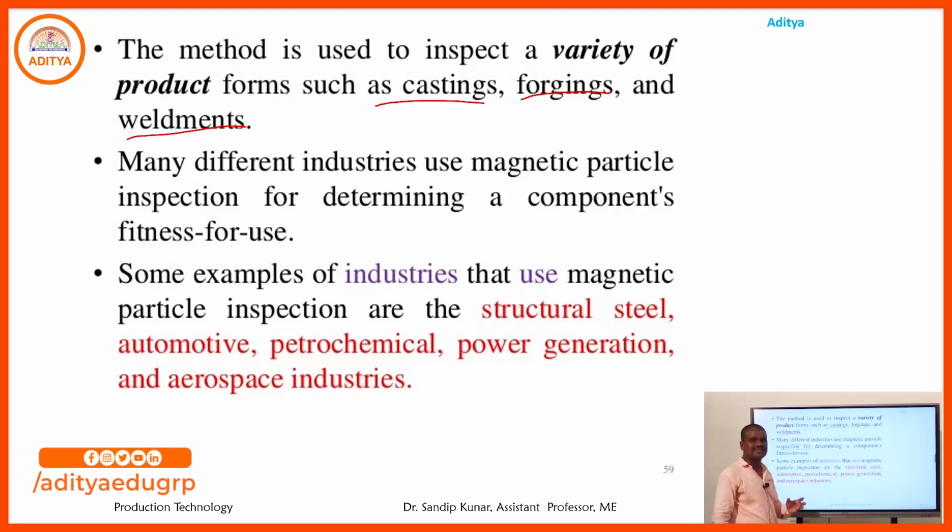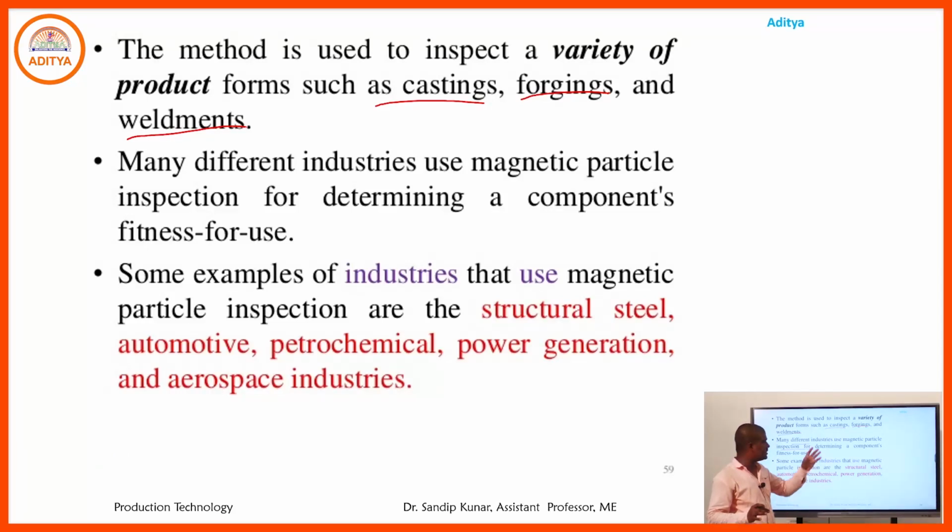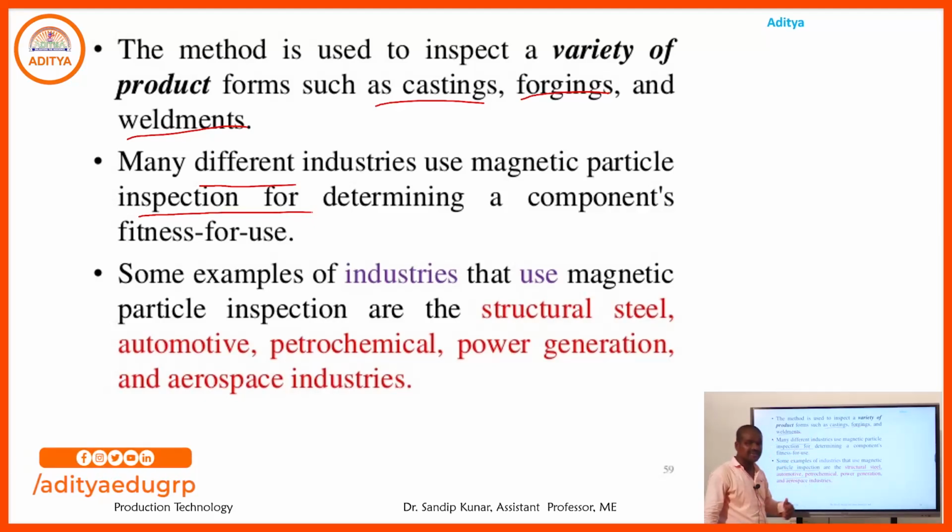Based on that, we decide whether the welding joints are good or bad, and whether the strength of the welding joints is good or bad. Some examples: the magnetic particle inspection method is used in structural steel applications, automotive applications, petrochemical applications, and power generation. In many industries we use this method for inspecting the quality of weld joints.